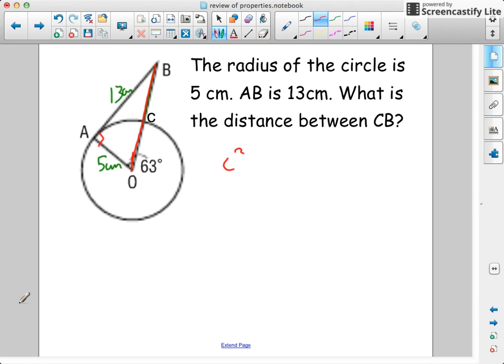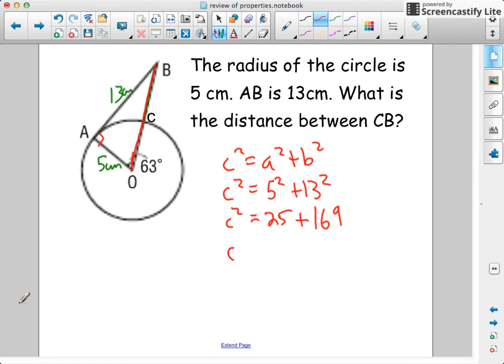So if C squared equals A squared plus B squared, C squared equals 5 squared plus 13 squared, C squared equals 25 plus 169. C squared equals 194. So take the square root, and C equals approximately 13.9.